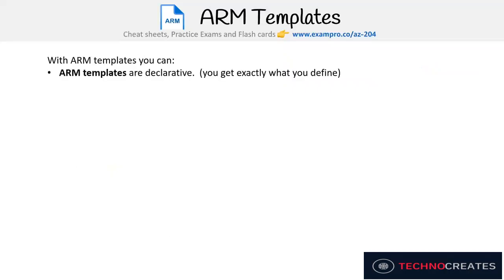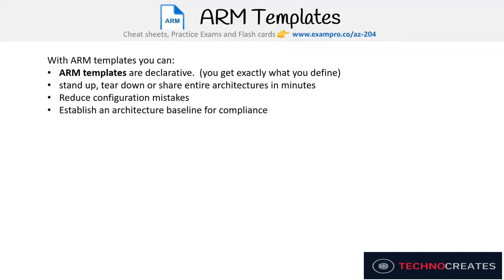But let's just run through the big list of what you can do with an ARM template. I know this is a big boring list, but let's just get through it as quickly as possible, just so we know what we can do with ARM templates. ARM templates are declarative, so what you see is what you get. You can stand up, tear down, and share entire environments in minutes. You can reduce configuration mistakes. You can establish an architectural baseline for compliance.